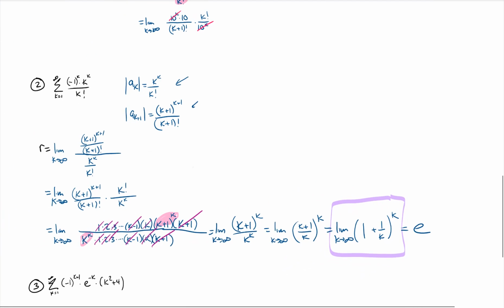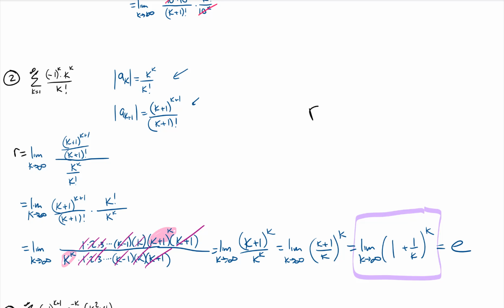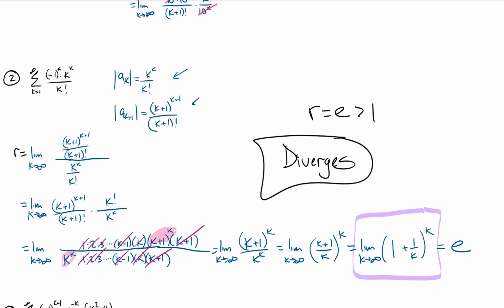So what does that say about our problem? Well, our R is equal to e, which is greater than 1. That's the rule. If it's greater than 1, then we say this diverges. Hey, wait, that was my guess at the beginning.